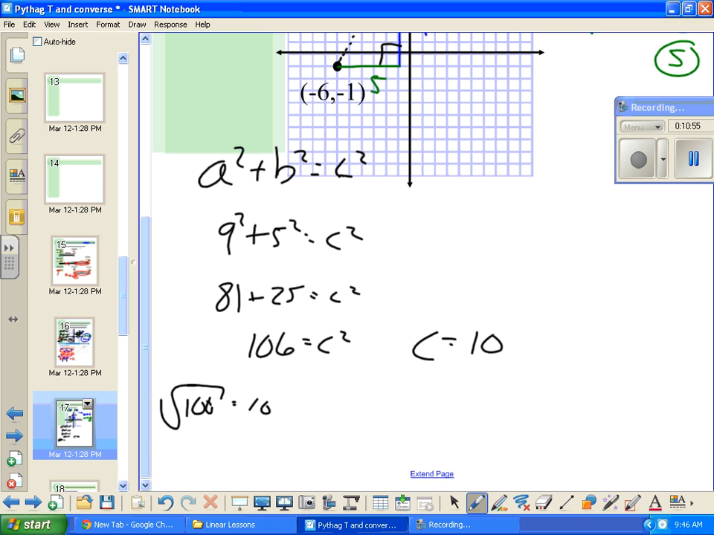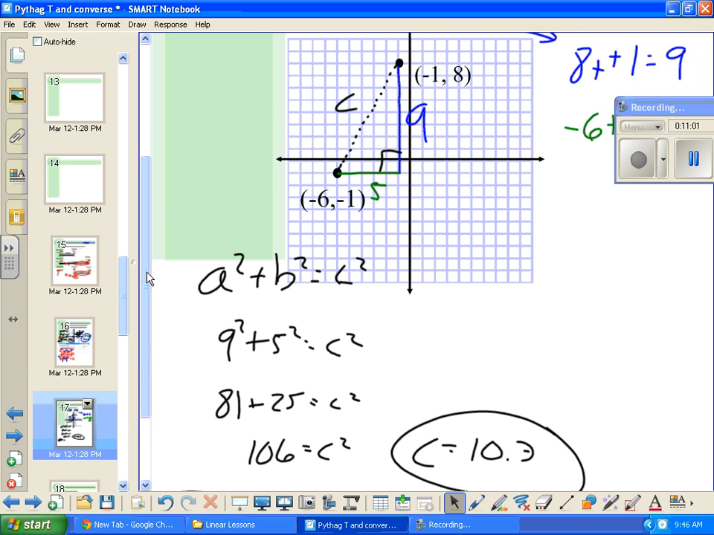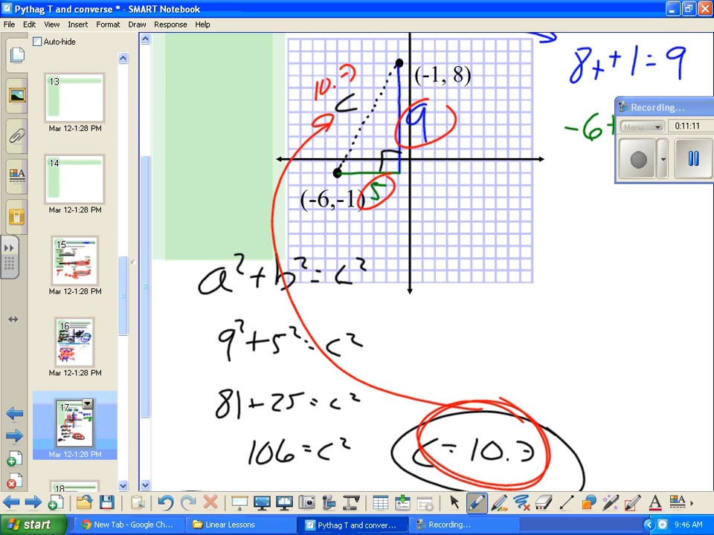So C equals 10.3. We talked about in the previous lesson how when you're finding the hypotenuse of a right triangle, it should be bigger than the two legs, because obviously it's the longest side in the triangle. So that makes sense. If this is 10.3, yeah, it's bigger than 5 and 9. So that kind of makes sense along with what we're figuring out too. So we can still double check and make sure our answer makes sense in terms of the problem.